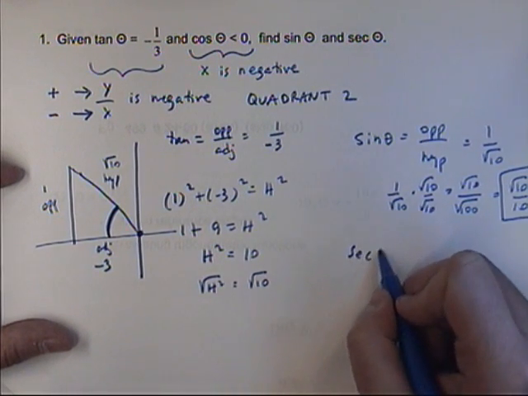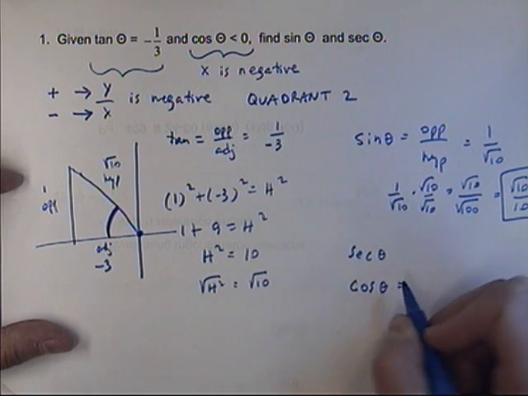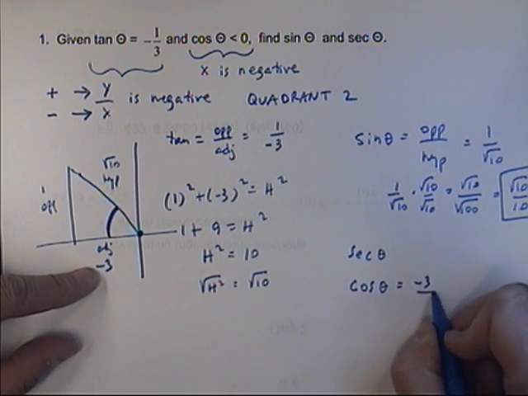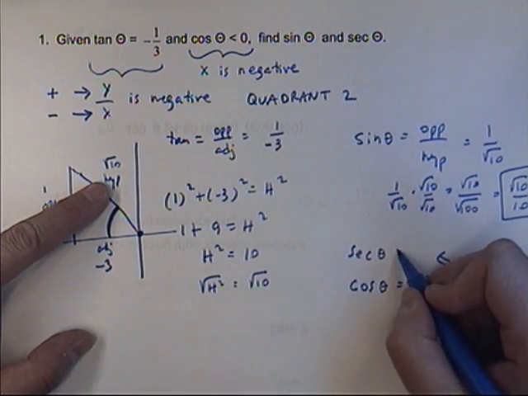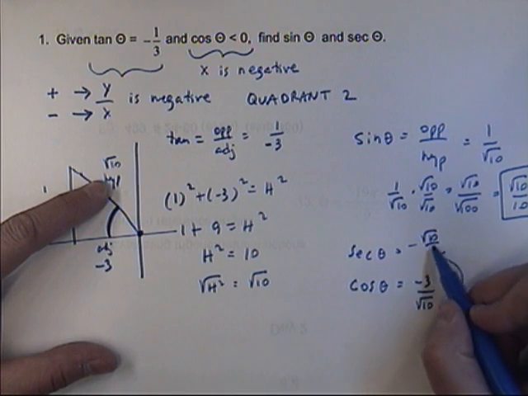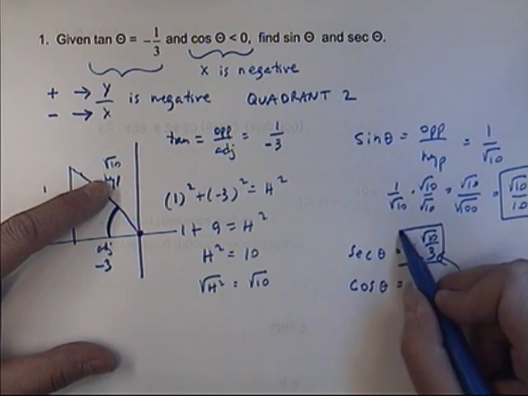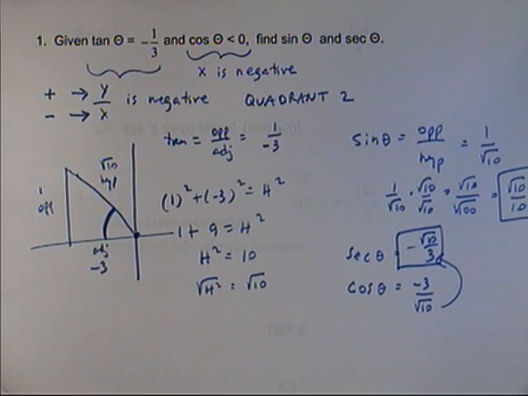And they also want me to find the secant. Remember now, the secant is the reciprocal of the cosine. So if the cosine is adjacent over hypotenuse, all I have to do is flip that upside down, which gives me negative root 10 over 3 for the secant. Okay. I'm going to do another one like that.